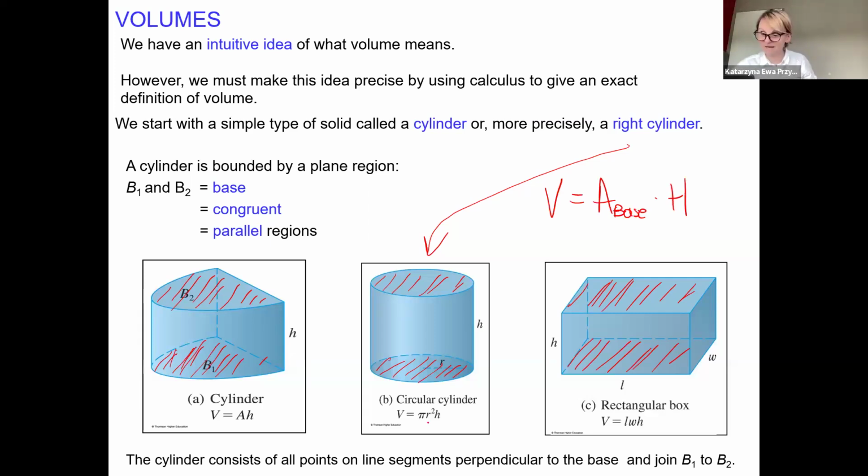And we can say pi r squared times height. That's the volume of a circular cylinder. Length times width is the area of the base of a rectangular box, and the height, which we say automatically, length times width times height. It definitely fits that formula. And then for any shape of the base, we can say area of the base times the height.